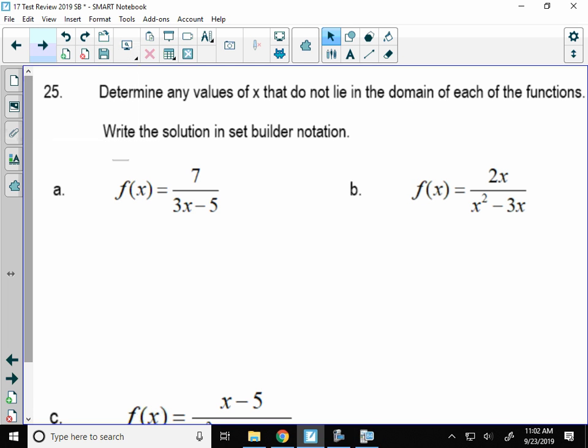For the test review here, 25 to 29. Let's talk about domain and range, and then kind of a challenge question. Determine the values of x that do not lie in the domain.